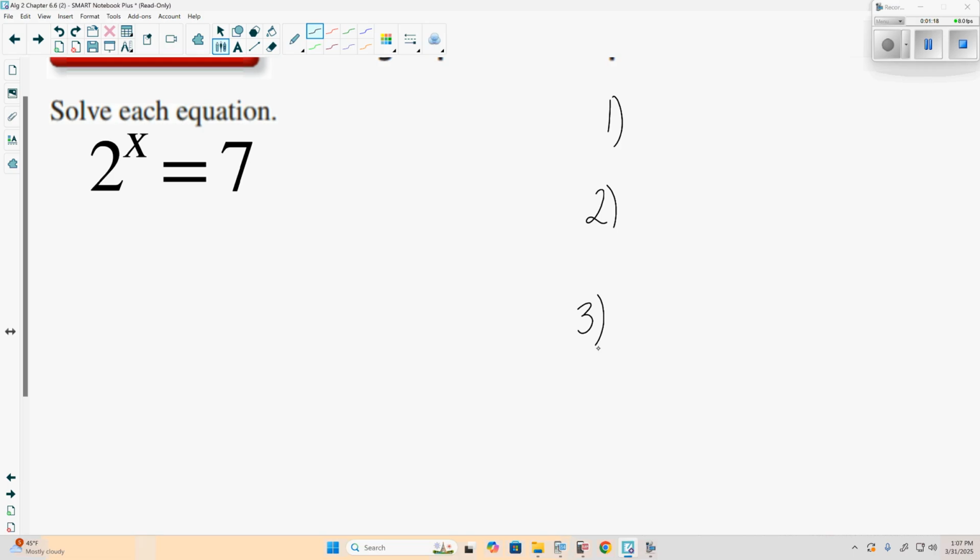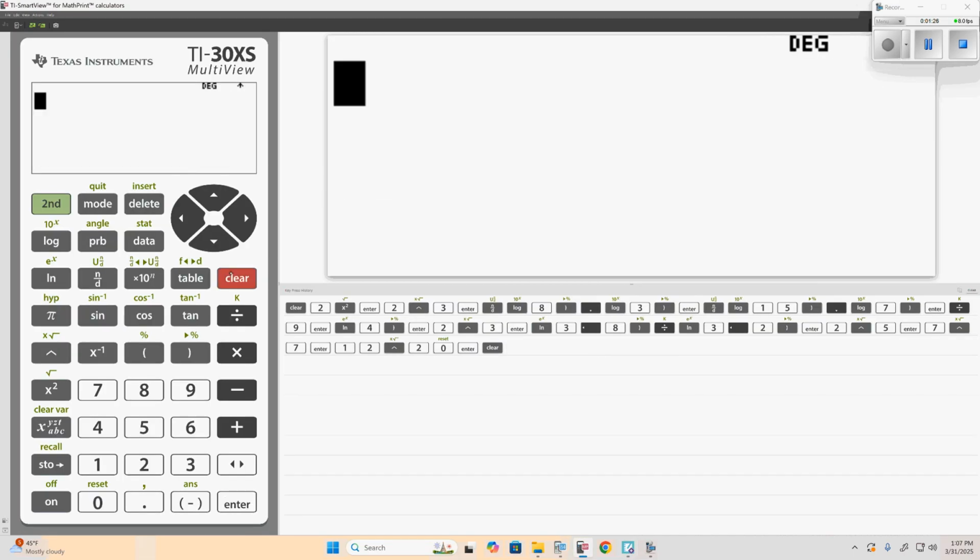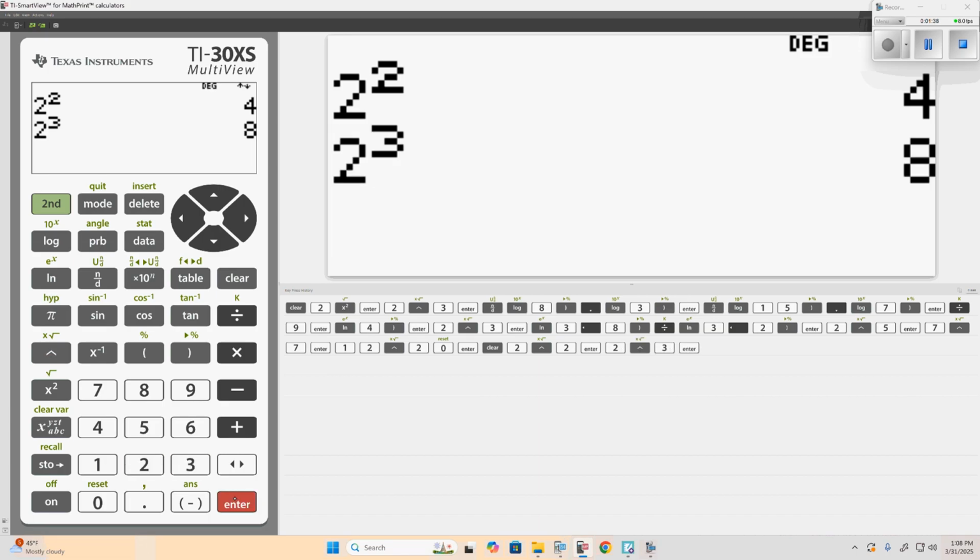How we did these on Thursday is we got the bases to be the same. So we would get both of them as 2 to a power. So one side we have 2 to the x. The other, we have 7. So if we try to rewrite it as 2 to a power, well, 2 squared is going to give us 4. Now 2 to the third power is going to give us 8.